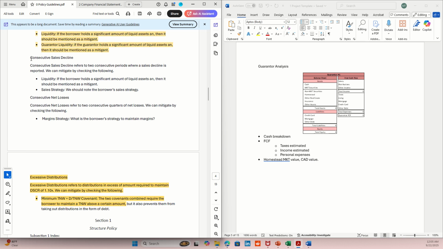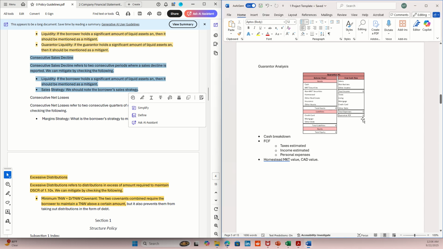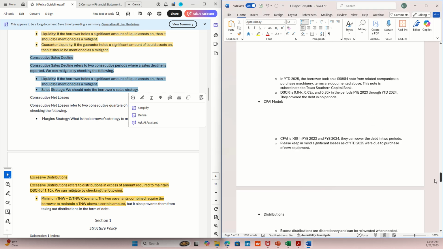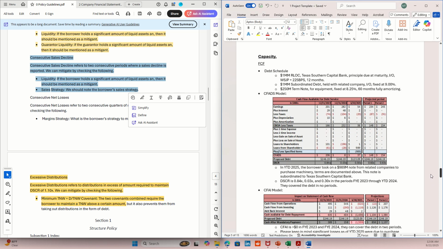Okay, consecutive sales decline, consecutive net losses. So I know that one of you guys have consecutive net losses. You need to cite this. Two consecutive quarters, which means if 2024 and year to date is negative, that means you have two consecutive quarters. So some of you guys have consecutive net losses. You need to cite this. And some of you guys have consecutive sales decline. You need to cite both if you have them. So, okay, cite them. Make sure you're citing these risks.